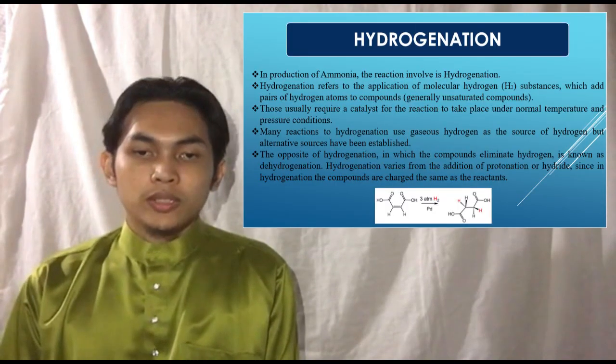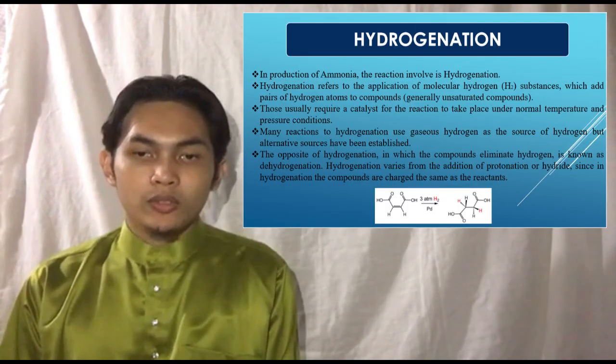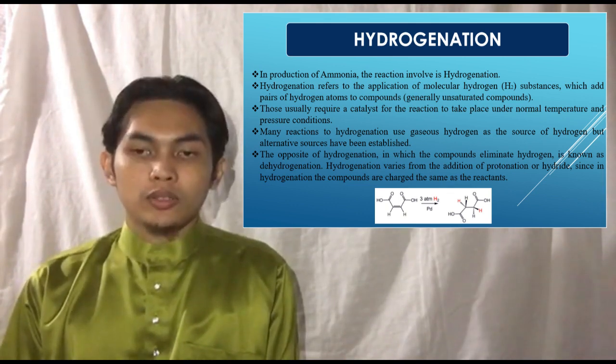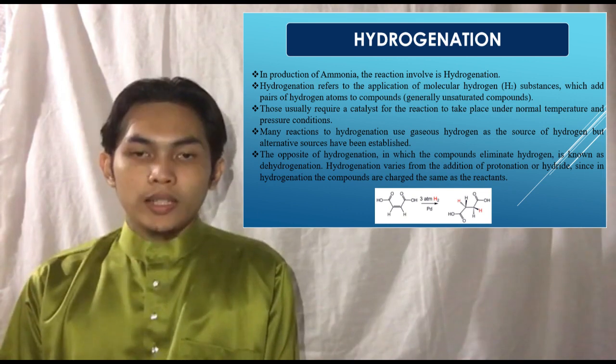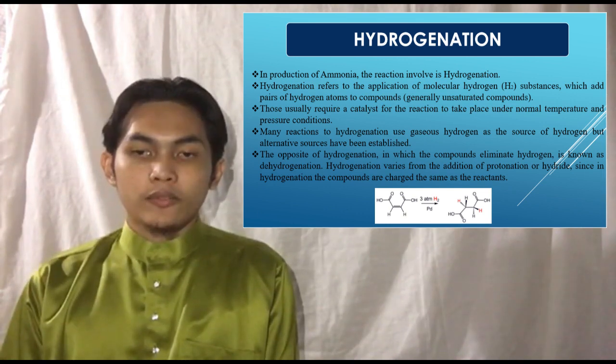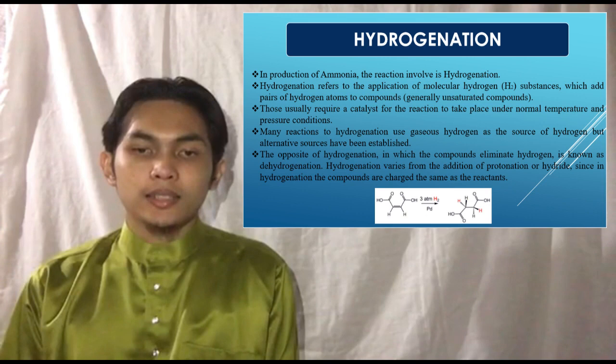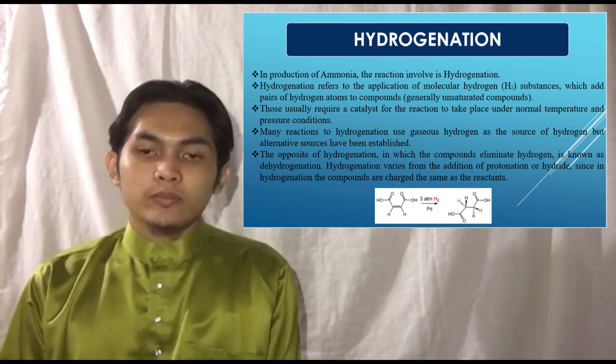So, in the production of ammonia, there is the hydrogenation process that I mentioned, where hydrogenation refers to the application of molecular hydrogen, which adds pairs of hydrogen atoms to a compound. Usually, hydrogenation requires a catalyst for the reaction to take place under normal temperature and pressure conditions.